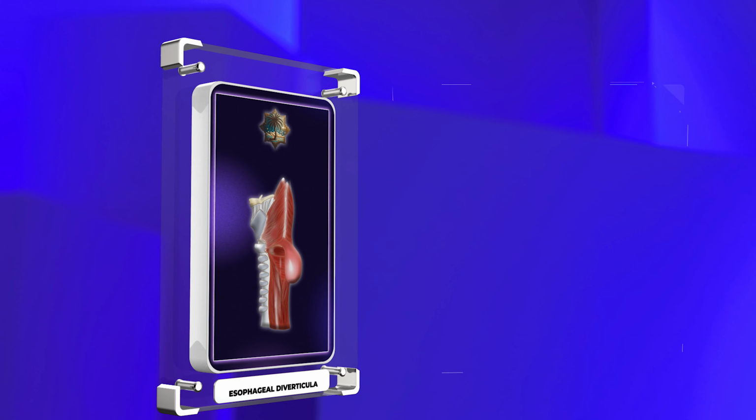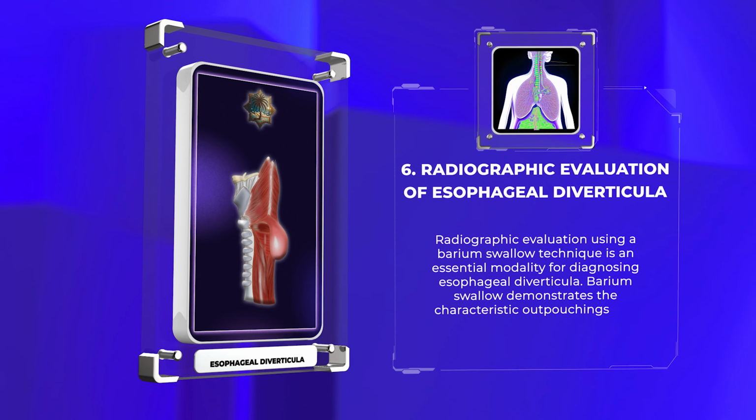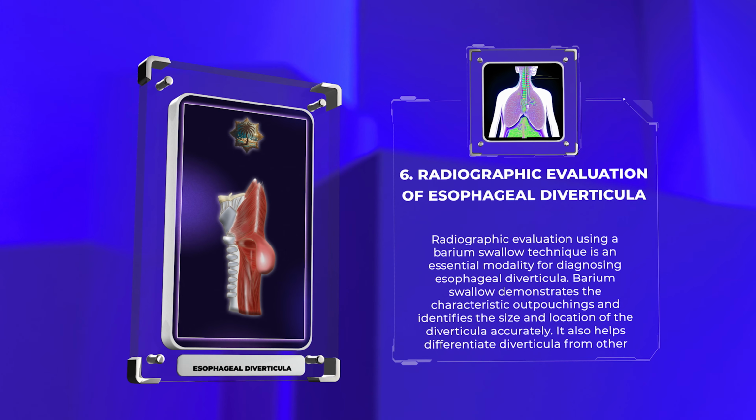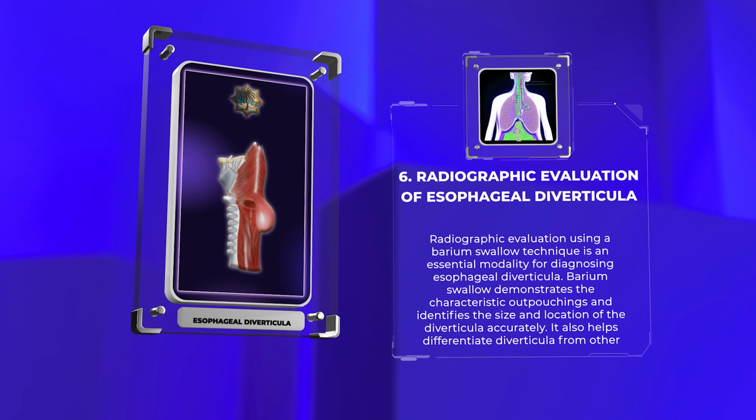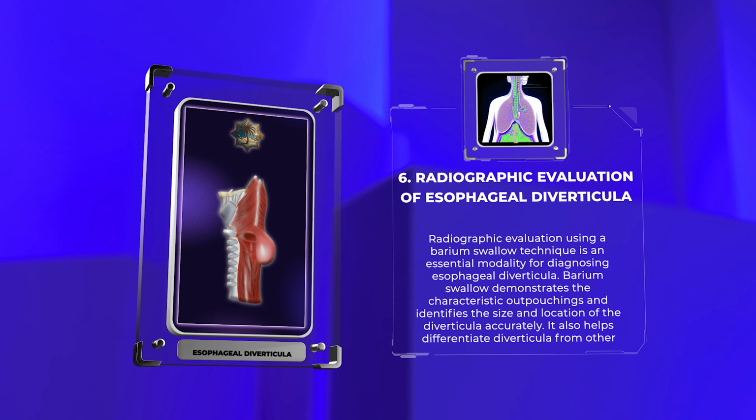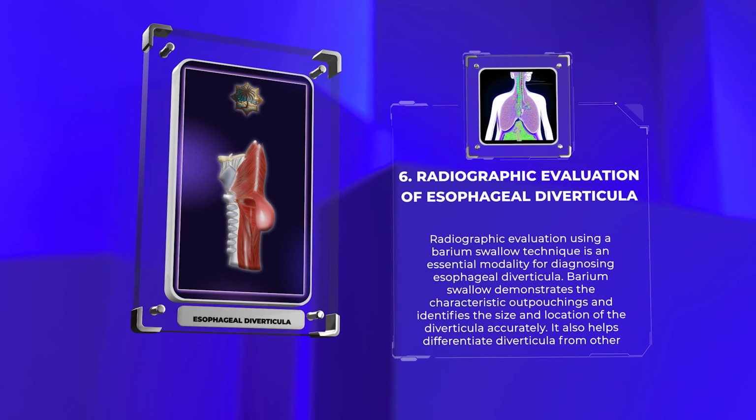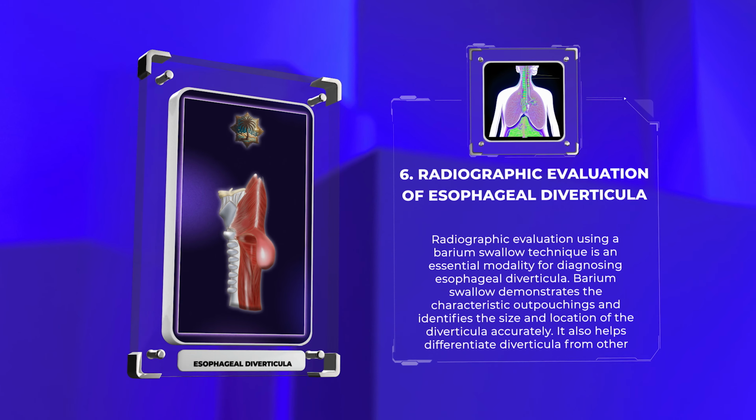Radiographic evaluation using a barium swallow technique is an essential modality for diagnosing esophageal diverticula. Barium swallow demonstrates the characteristic outpouchings and identifies the size and location of the diverticula accurately. It also helps differentiate diverticula from other esophageal lesions, such as tumors or strictures.